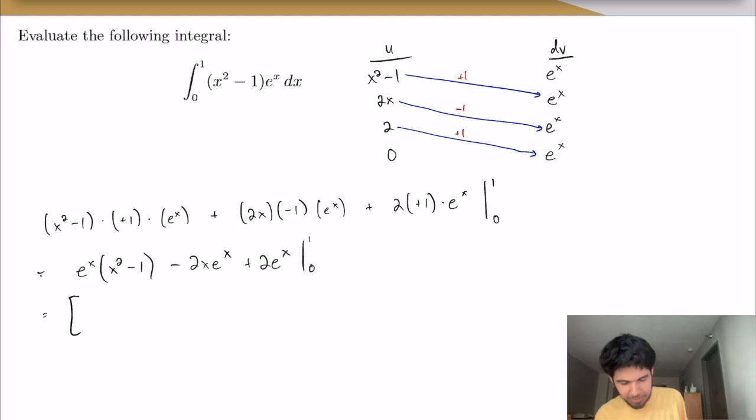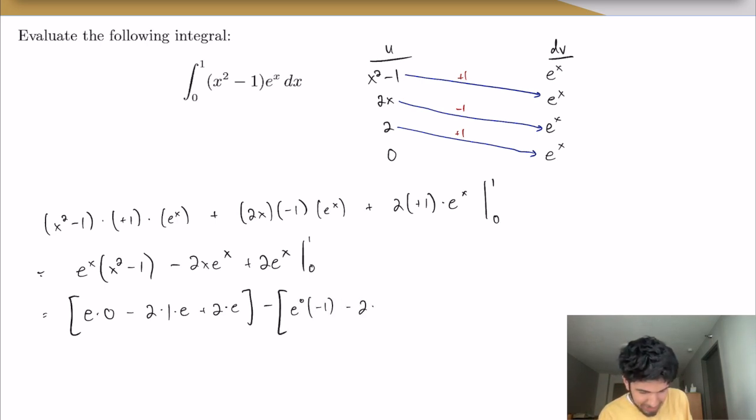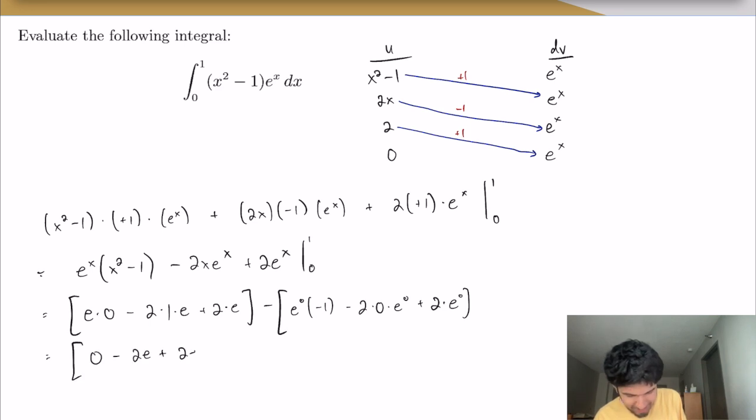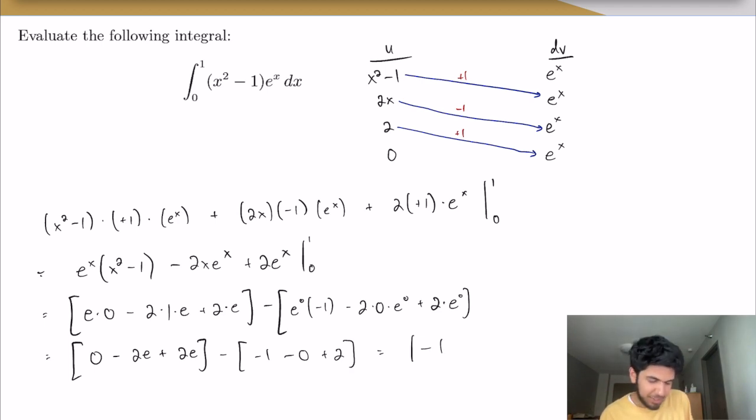Use our fundamental theorem of calculus, and we should get e times 0 minus 2 times 1 times e plus 2 times e, minus e to the 0 times negative 1 minus 2 times 0 times e to the 0 plus 2 times e to the 0. This gives us 0 minus 2e plus 2e minus negative 1 minus 0 plus 2. So this gives us a final answer of negative 1.